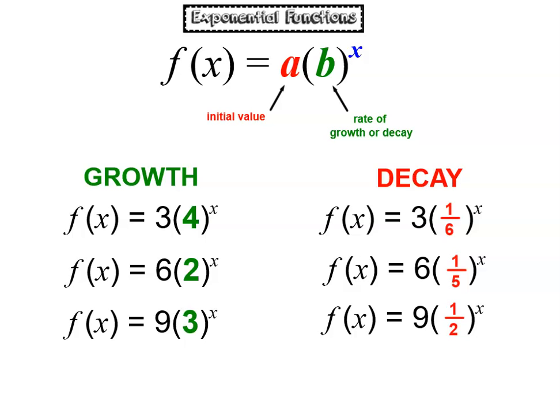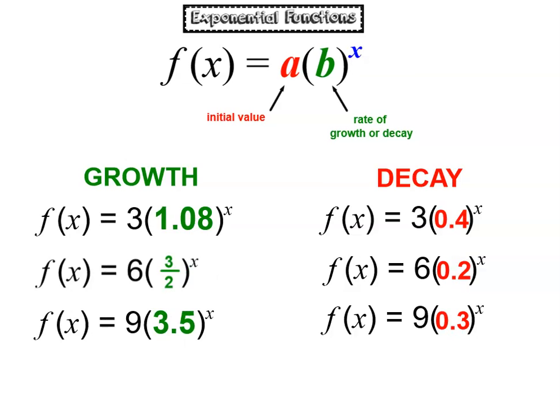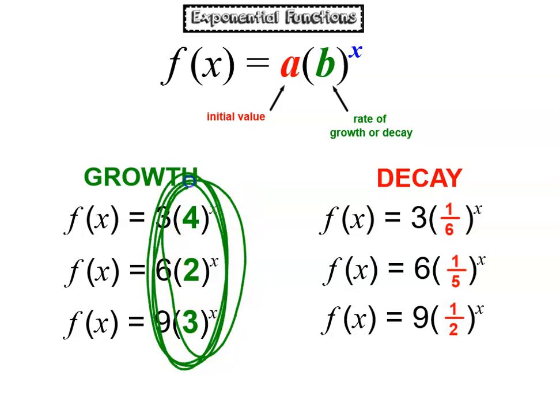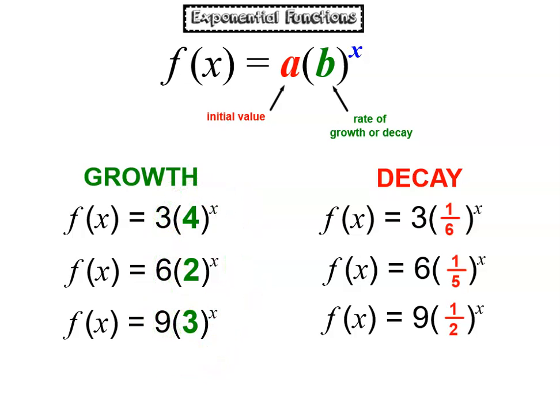I'm going to show you another example. Here are 6 more examples. Again, everything on the left is growth, and everything on the right is decay. So do you remember what I said at the beginning? Growth is when your multiplying factor here, or your b value, is greater than 1.